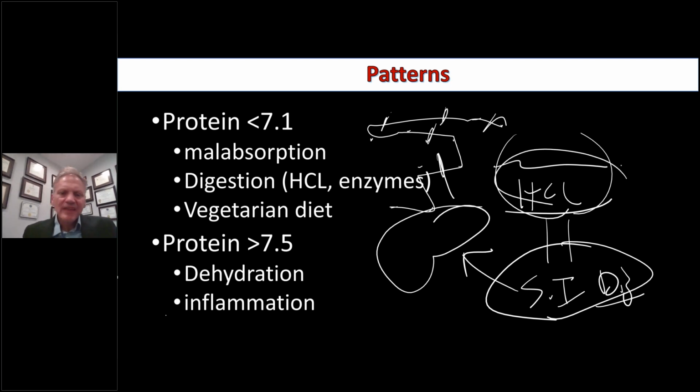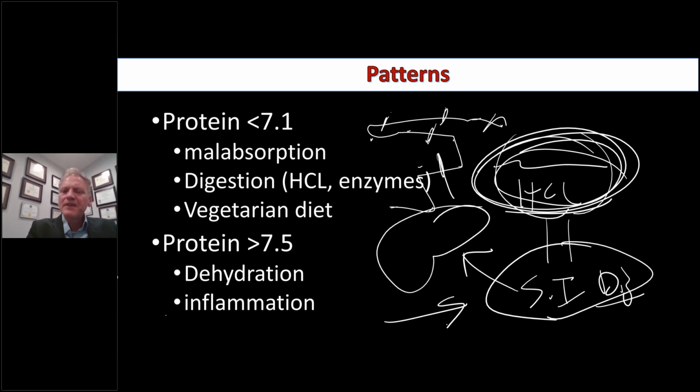I don't have time to go through all this, but with the HCl, let's just say one thing and I'll move past. The HCl, when it mixes with the food, changes the pH. When the pH is altered, the food bolus becomes acidic, and then it hits the small intestine.